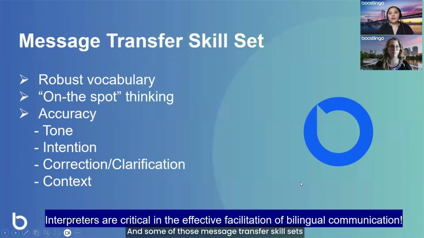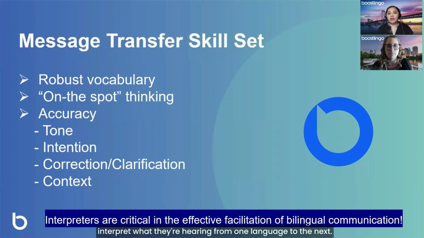Thank you, Sarah. And some of those message transfer skill sets that these interpreters have include many things. Of course, they must have a robust vocabulary to be able to interpret what they're hearing from one language to the next. And as you mentioned, there's also that on-the-spot thinking. They have to be quick in making those decisions that they're making with their interpretation. One of those things that they focus on is accuracy, which involves not just relaying the same meaning for meaning, but in carrying with it the same tone, intention, and context of the conversation.